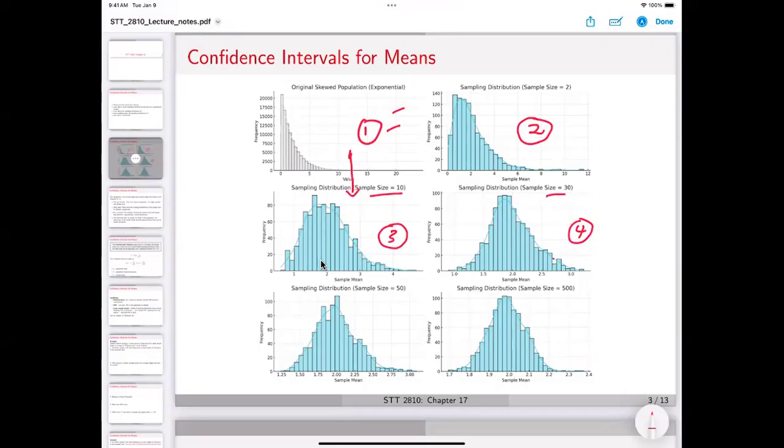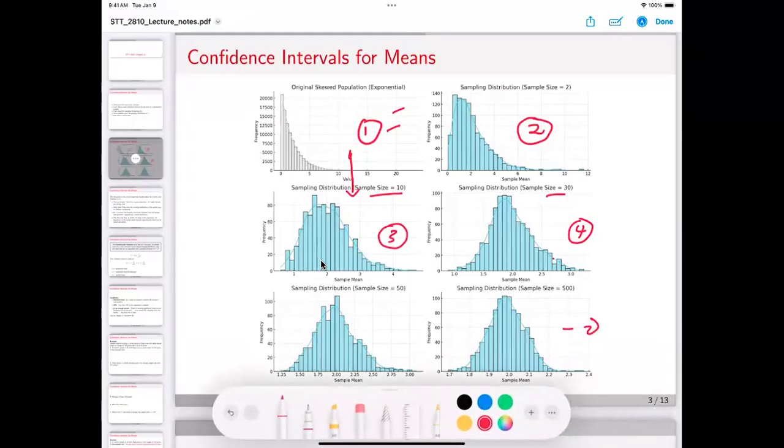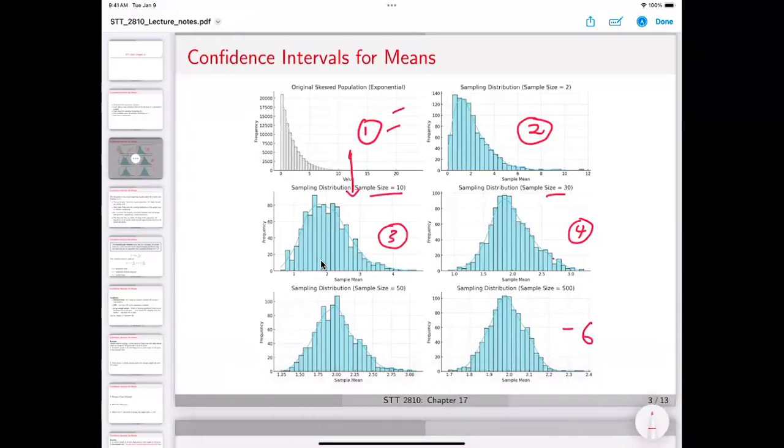So now what pattern can you see? When the sample size is 2, it's also skewed, but as the sample size increases, from 2 to 10 to 30, the distribution of the sample mean is becoming bell-shaped and symmetric. It's becoming more normal. And from the last one, the sixth graph, when the sample size is 500, you can see this is very symmetric and bell-shaped.